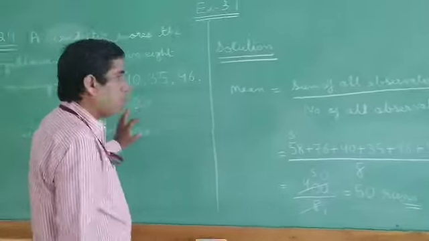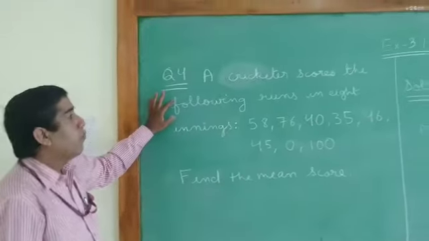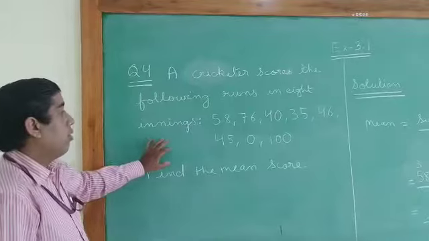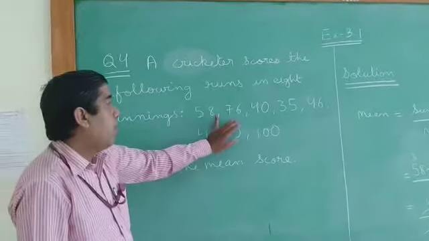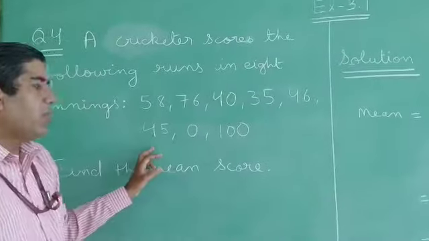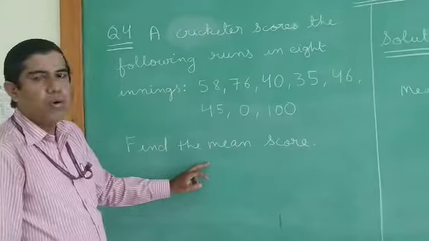So let us discuss this question once again. See the question given here. A cricketer scores the following runs in 8 innings. The runs are given: 58, 76, 40, 35, 46, 45, 0, 100. Now find the mean score.